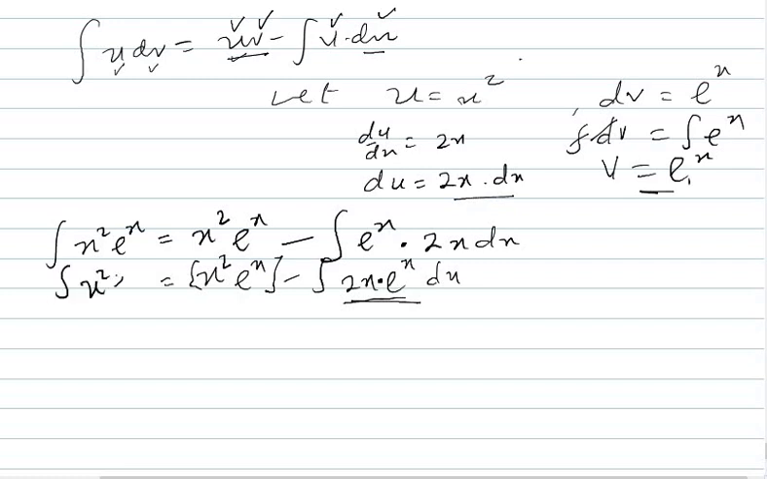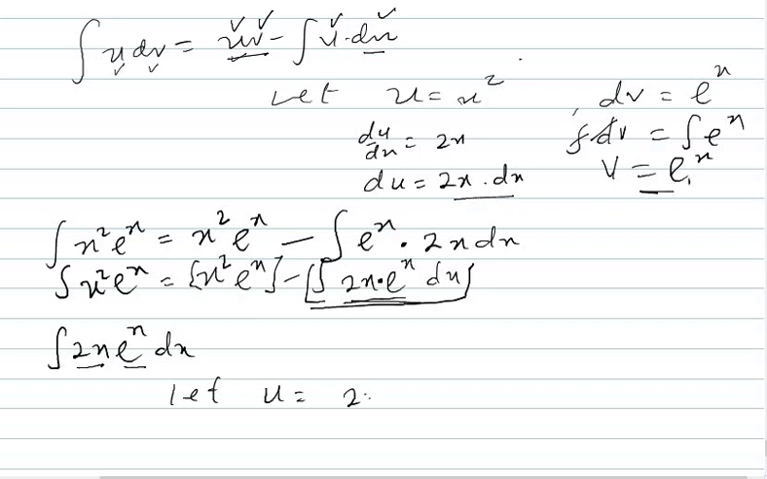Here it is x squared e to the x. So we will keep this aside and take this one. This is our main target. We have the integral of 2x exponential of x dx. So we can let this one be u, and the other one be dv. Let u be equal to 2x, and dv be equal to exponential of x.